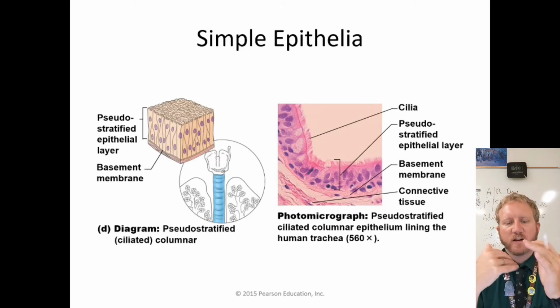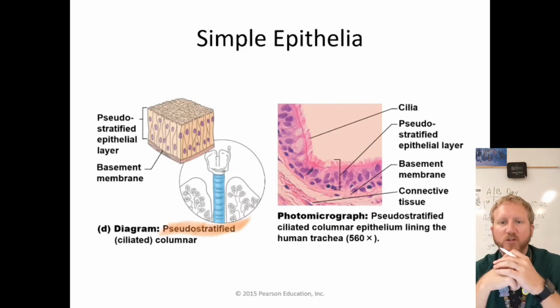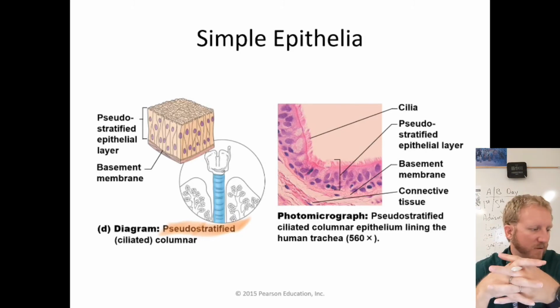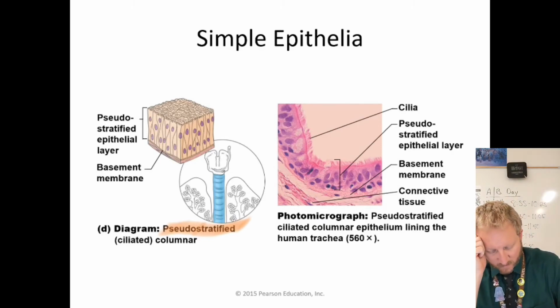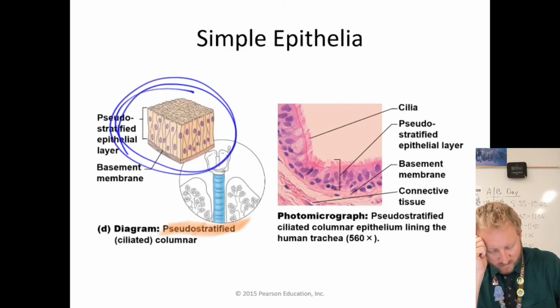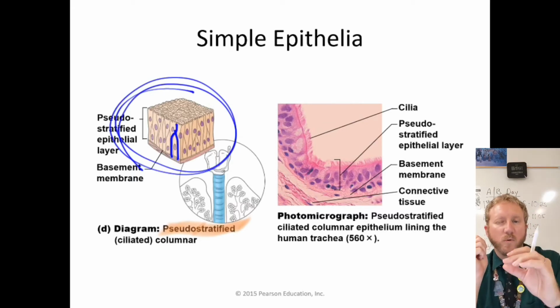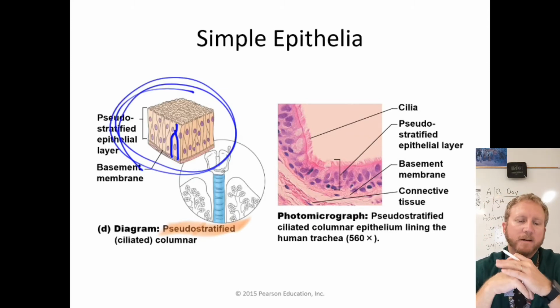Pseudo-stratified. So pseudo-stratified is a little bit different. If you see the word pseudo, that means fake or false. So pseudo-stratified columnar cells, and this is the only time that we would ever see them, is pseudo-stratified columnar. So they're tall cells. If you look at the diagram here, they're very tall cells, but also if you notice, like right here, they don't make columns all the way from top to bottom. Okay, they make it most of the way up or most of the way down, but not all the way through.